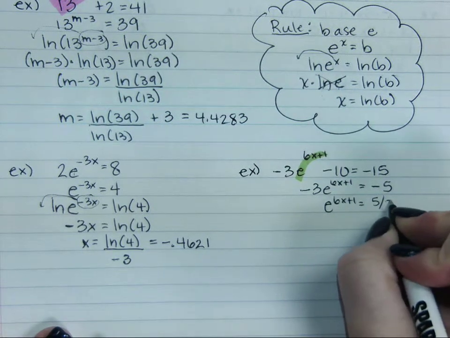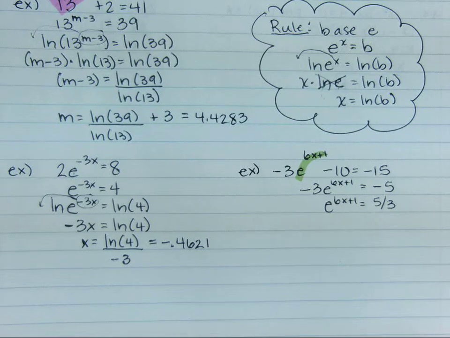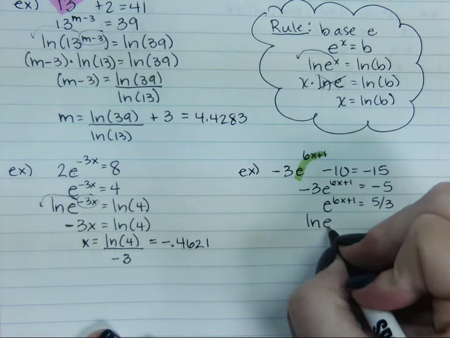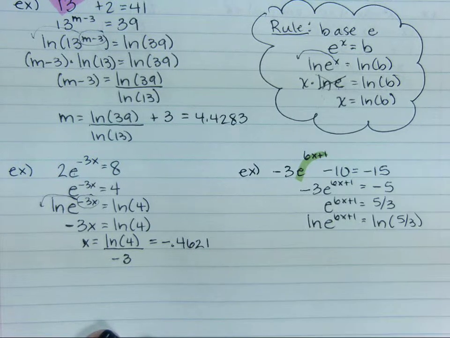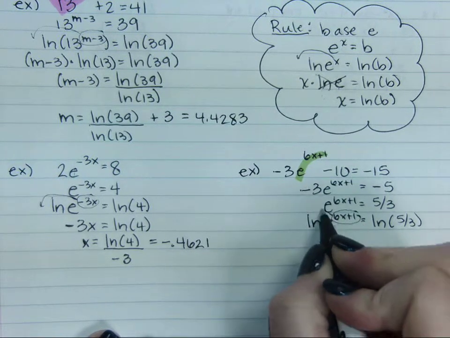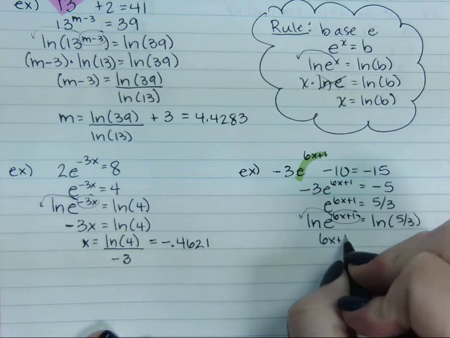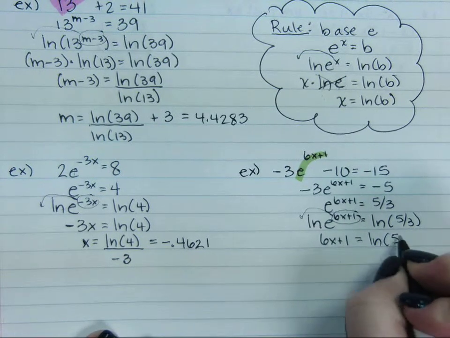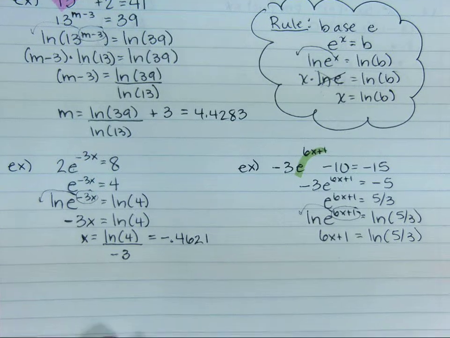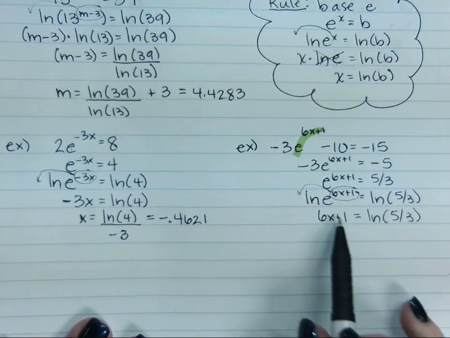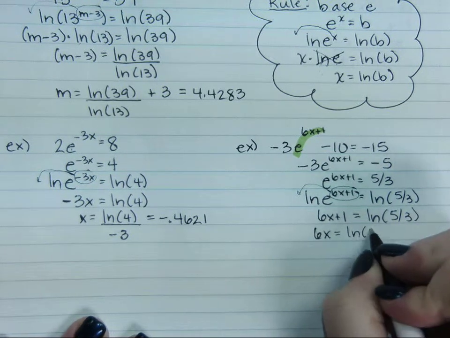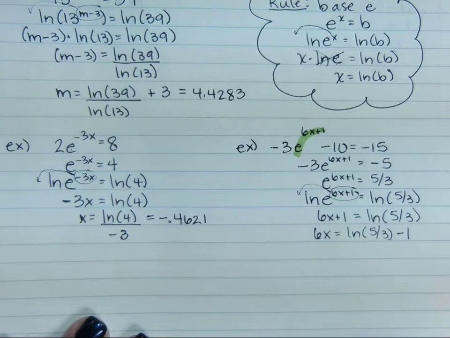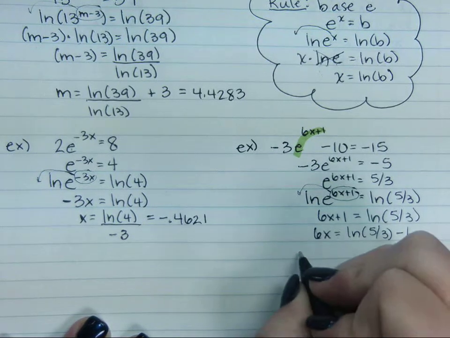And again, because that's not a nice terminating decimal or a nice integer value, I need to leave it alone. So again, taking the ln of the left and the ln of the right is going to bring this entire exponent out front. And I get 6x plus 1 equals the ln of 5/3. And again, now I have more operations that I need to complete to be able to isolate x. So I'm going to subtract 1, and then I need to divide by 6.